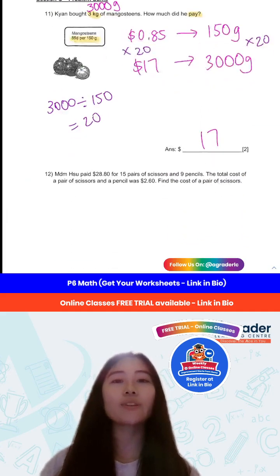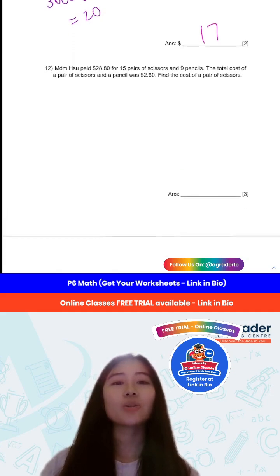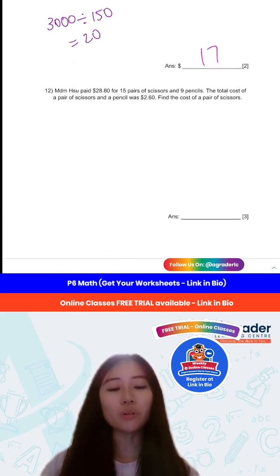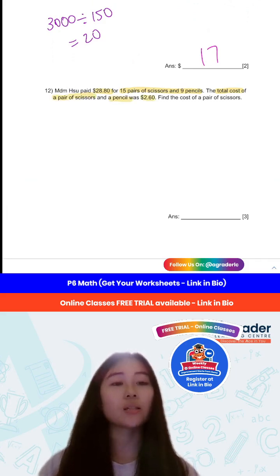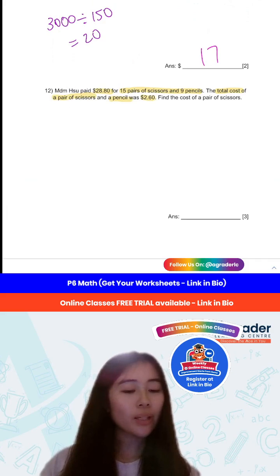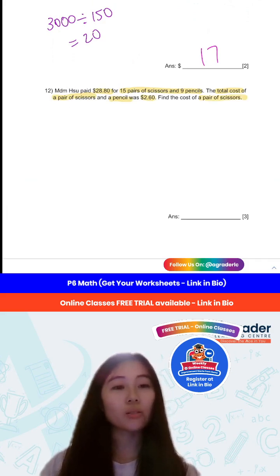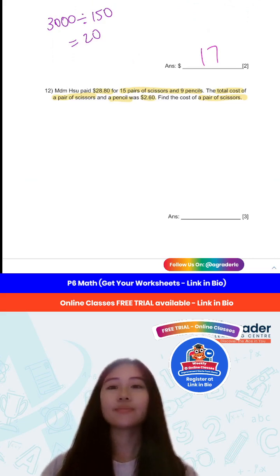Then we can have Kahoot. Okay, so this is the last question. Let me read it for you. Madam Sue paid $28.80 for 15 pairs of scissors and 9 pencils. The total cost of a pair of scissors and a pencil was $260. Find the cost of one pair of scissors. Okay, so what's the answer?